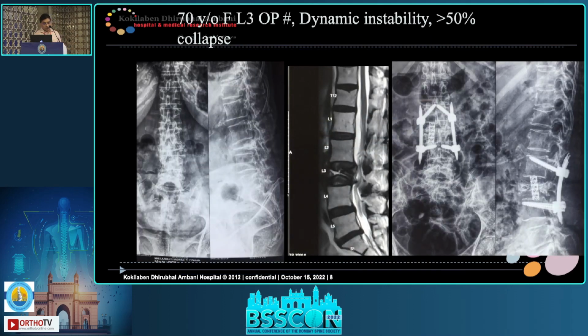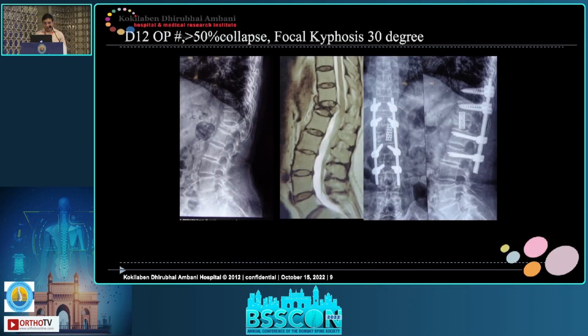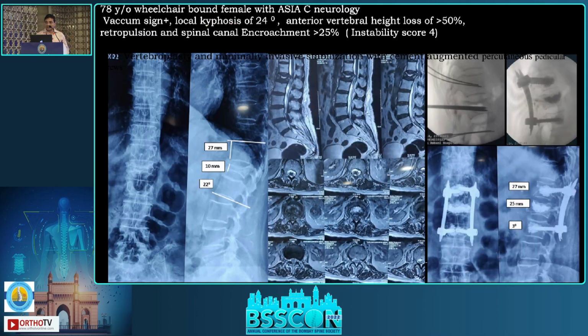Now another patient, 70-year-old female, L3 osteoporotic fractures, dynamic instability, greater than 50% collapse. This is L3, usually the retropulsion, kyphosis, neurodeficit, vertebral column resection, and single level MIS stabilization can be done and does give good results in these patients. The patient doesn't have a lot of comorbidities, so she does tolerate this surgery well. Now another patient, D12 osteoporotic fracture, greater than 50% collapse, focal kyphosis, more than 30 degrees, neurological deficit. Again, vertebral column resection, 2 levels above and below, does work well in all these patients, and you are relieved that this patient is going to do well.